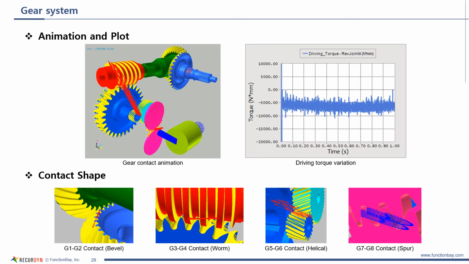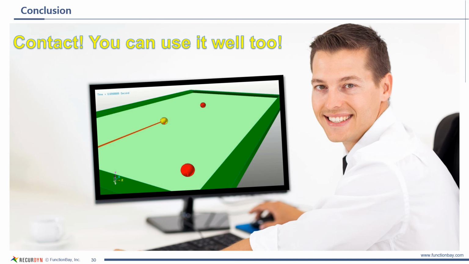I hope this seminar helps you to get good results like this. I have explained basics of contact algorithms, types of RecurDyn contact, and contact parameters. The best way to understand them is to create as many models as possible and try to tune the parameters on your own. You can use contact well too. It is not difficult. When you have free time, why don't you create and simulate this kind of billiard model?